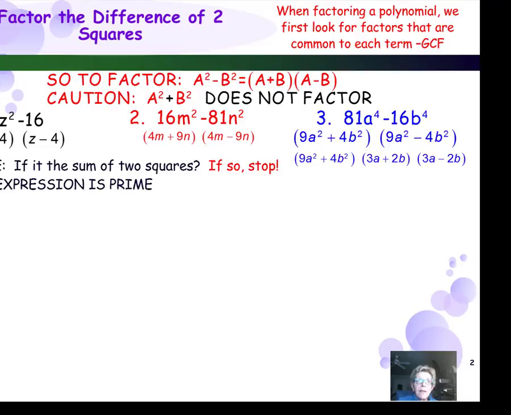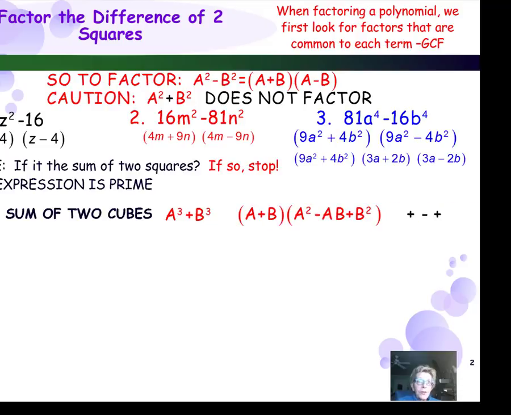Again, notice if the binomial is the sum of two squares, stop. The expression is prime. Now, we have the sum of two cubes. That factors into a plus b because our original had a positive in it, and a squared minus ab plus b squared. Notice the pattern of the signs. If my original polynomial is positive, my factors are going to be plus, minus, plus.